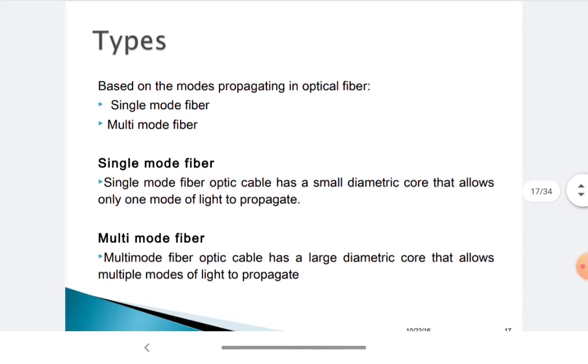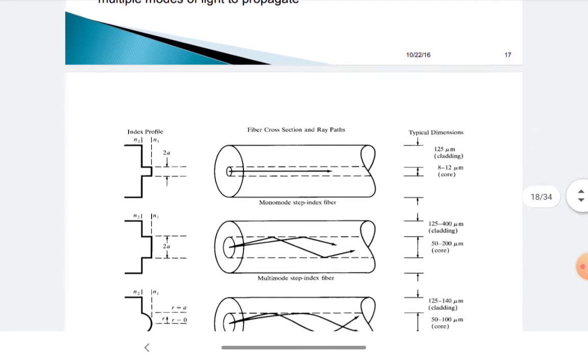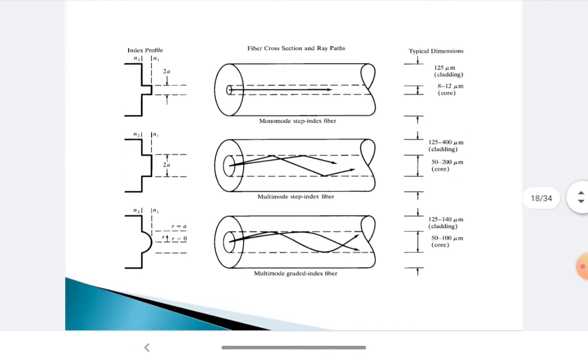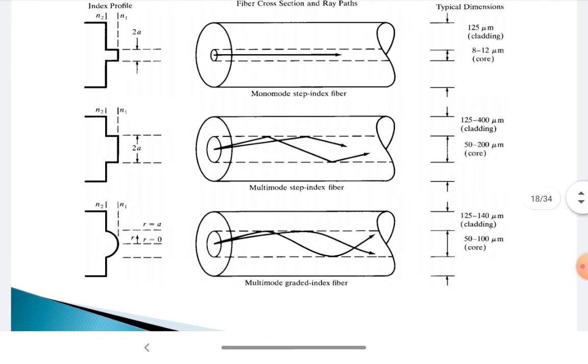The types of fiber based on modes are single mode fiber and multi-mode fiber. Single mode fiber optic cable has a small diameter core that allows only one mode of light to propagate, and multi-mode fiber optic cable has a large diameter core that allows multiple modes of light to propagate. So based on the modes of propagation, there are two types: single mode fiber and multi-mode fiber. This is for revision purposes, and we have to see it in brief.